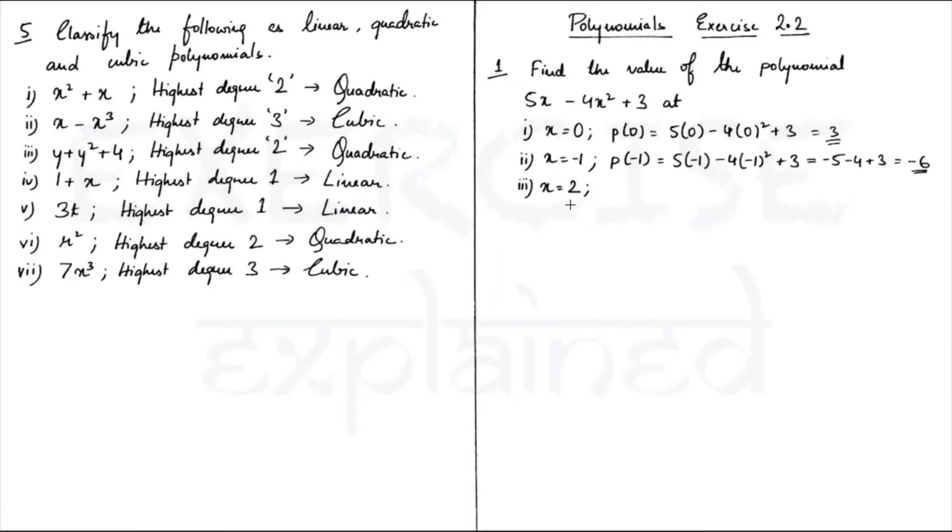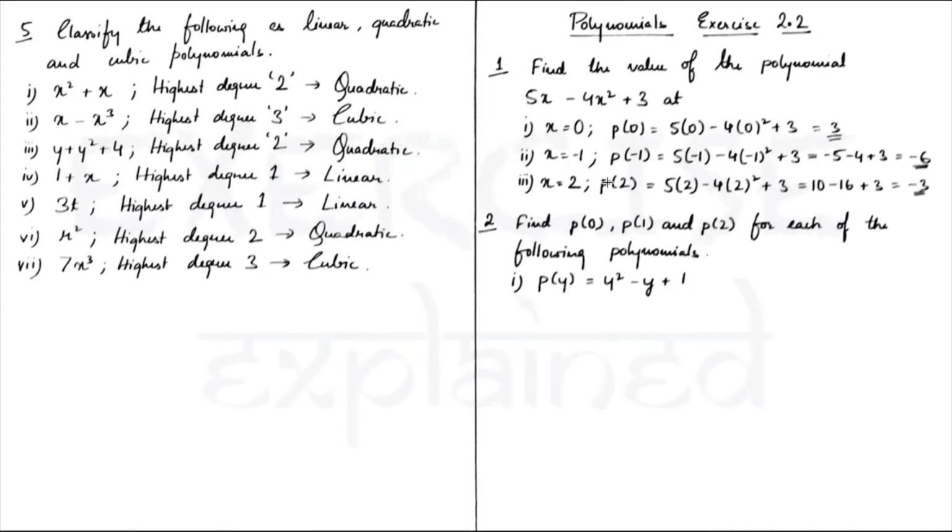The next one, that is x is equal to 2. So I just substitute p of 2, that is 5 into 2 minus of 4 into 2 square plus 3. So 5 into 2 gives us 10 minus 4 into 2 square gives us 4 into 4. So that is minus 16 plus 3. So we get it as 13 minus 16. So that is minus 3.